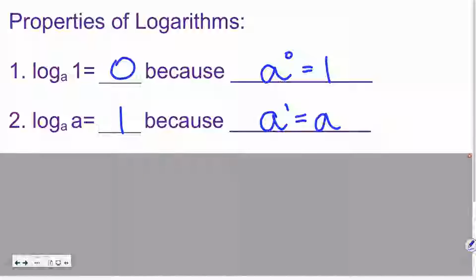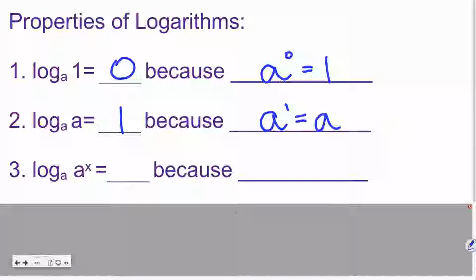Sometimes, and we're going to talk about this here, log base a of a, it's almost like they're undoing each other. Some of us might even like to think that log base a of a kind of cancel each other out, and we're left with 1. We'll talk about that more officially when we get to our graphs.